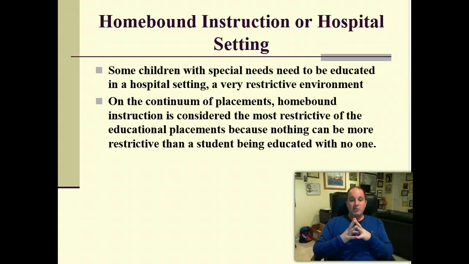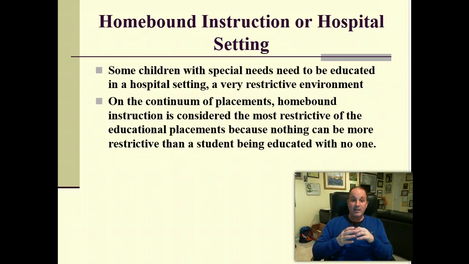Finally, the last two educational placements are hospitalization and homebound instruction. Some children with very special needs need to be educated in a hospital setting, which is obviously a very restrictive environment. Some students may be in the hospital for great periods of time and they need to be educated within the hospital. And on the highest level of least restrictive environment, in terms of being the most restrictive placement on the continuum of placement, homebound instruction is considered the most restrictive of educational placements, because nothing can be more restrictive than a student being educated with no one. So when you think about the least restrictive environment, there's nothing more restrictive than being educated alone, a homebound instruction.